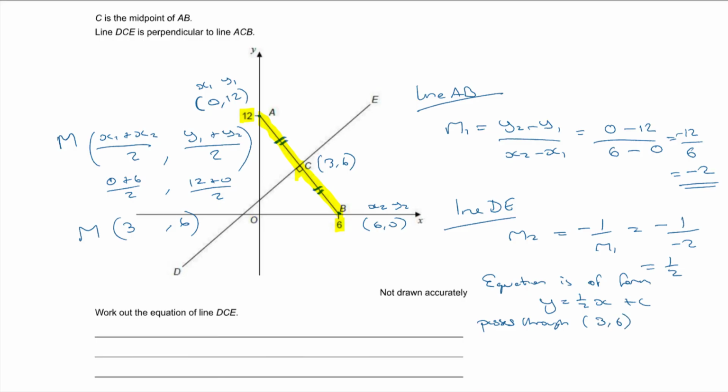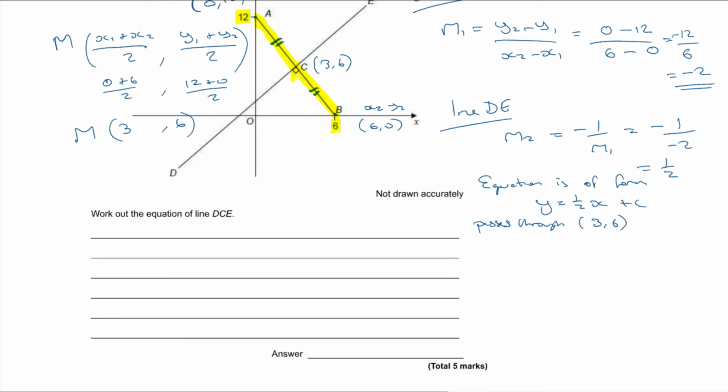Okay, and so if I sub that in, then 6 is equal to a half of 3 plus c. So a half of 3 is 1.5, and 1.5 taken away from both sides is 4.5, isn't it? So c is 4.5. So then I make the equation y is equal to a half x plus 4.5. Is that what we needed to work out? Yeah, just work out the equation of the line. So that's it. y is equal to a half x plus 4.5.